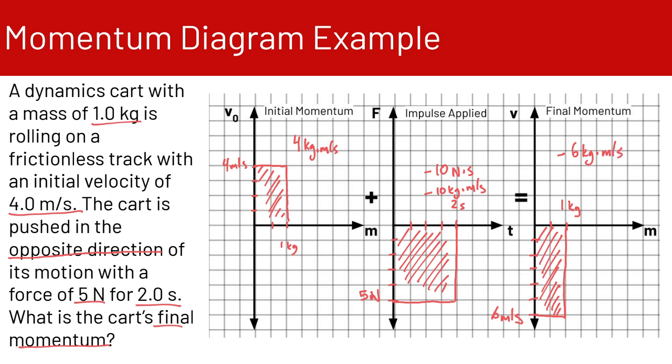So here we can see drawn out for us our initial momentum of 4 kilogram meters per second, our impulse being applied, which is minus 10 kilogram meters per second, and then our final momentum, which is minus 6 kilogram meters per second.